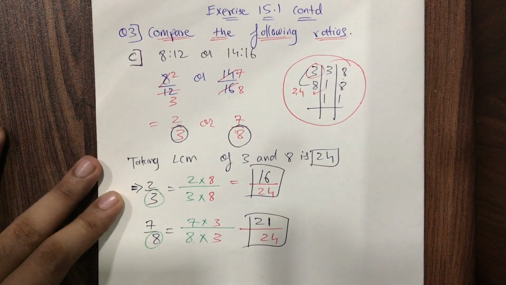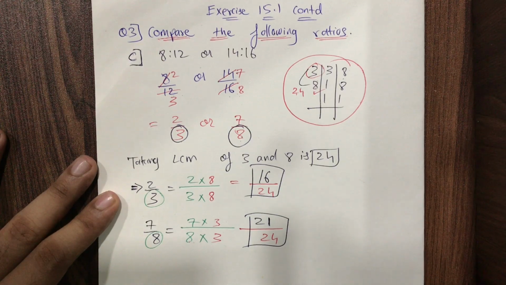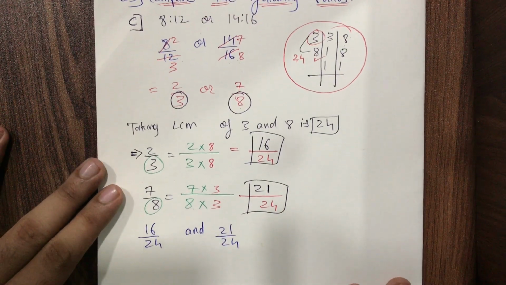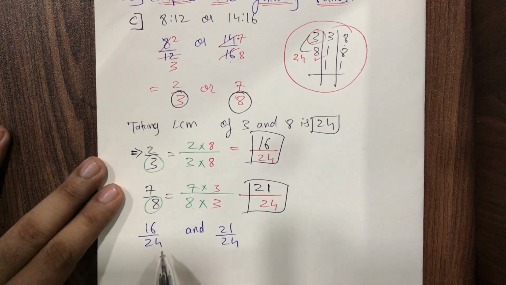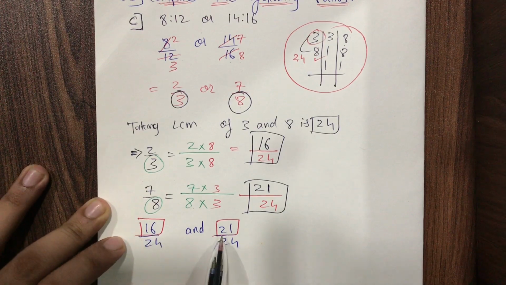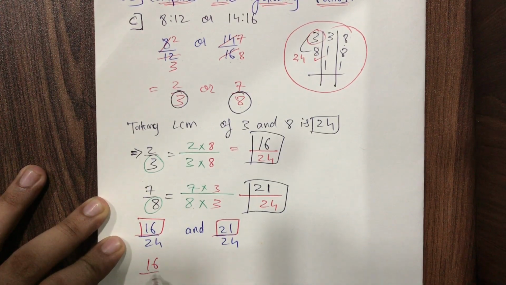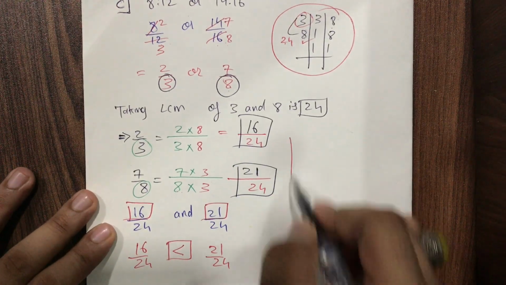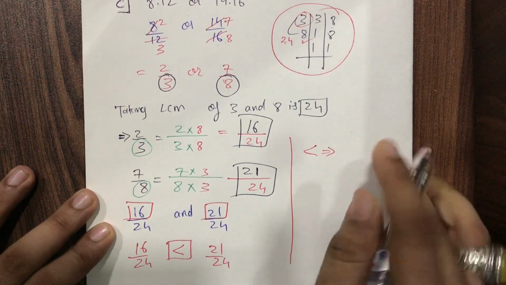So these are the two fractions we obtained. Okay students, so now we are left with 16 upon 24 and 21 upon 24. Now as we can see students over here that both the denominators are same. So now we easily, by looking at the numerators, can decide that 16 is less as compared to 21. So I can write over here 16 upon 24 is less than 21 upon 24. Understanding students? You should know these things, that this is the less than symbol.